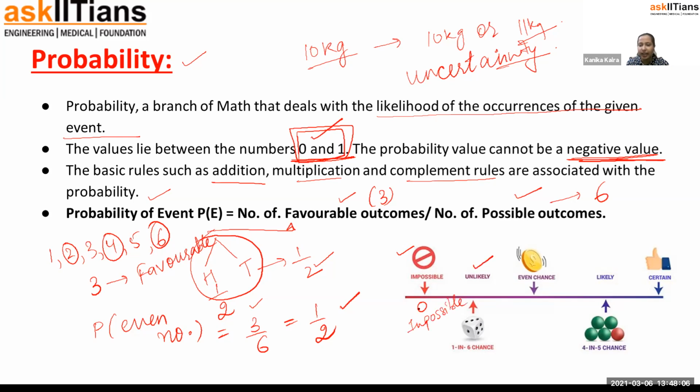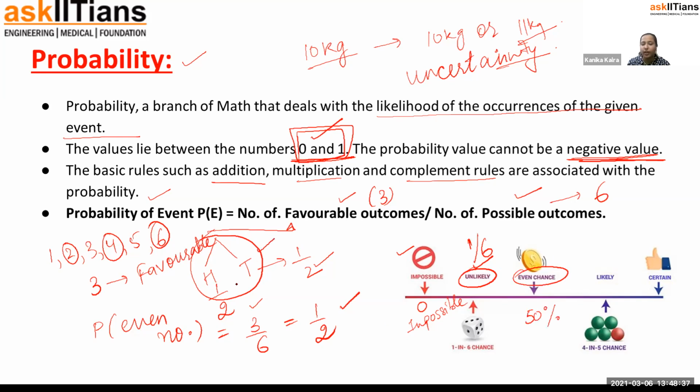Next comes unlikely event. Unlikely means 1 in 6 chance. As in, what is the probability of getting a number 2 on a dice? There is only 1 chance out of 6. So you have the probability as 2 over 6, that's 1 over 3. Sorry, not 2 over 6, it's 1 over 6 because there is only 1 number 2. So probability becomes 1 over 6. So this is unlikely.